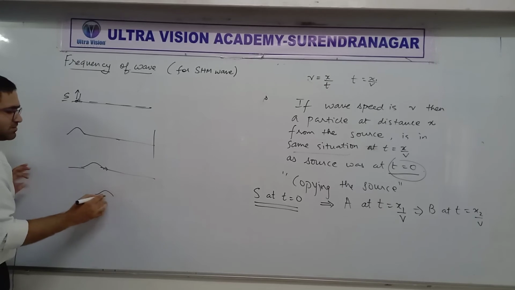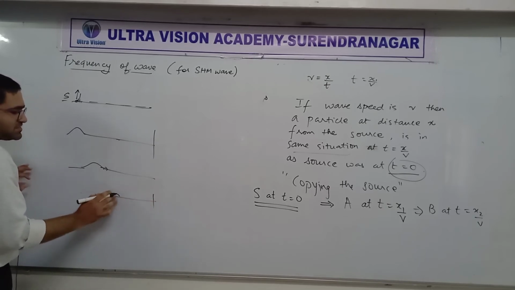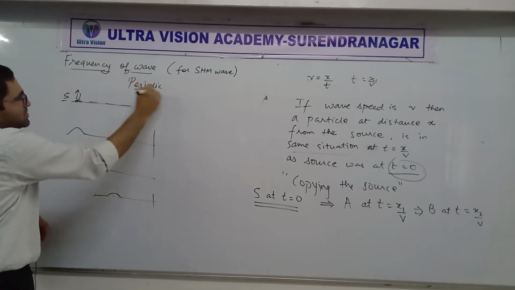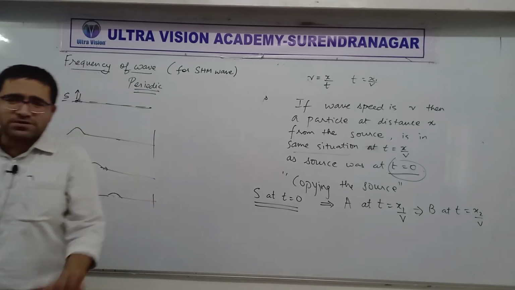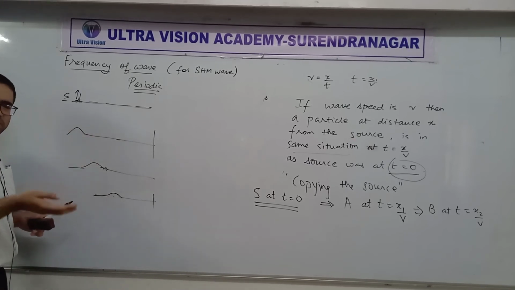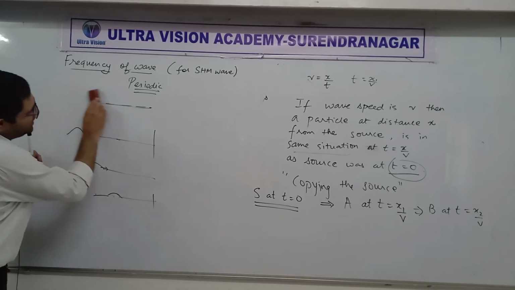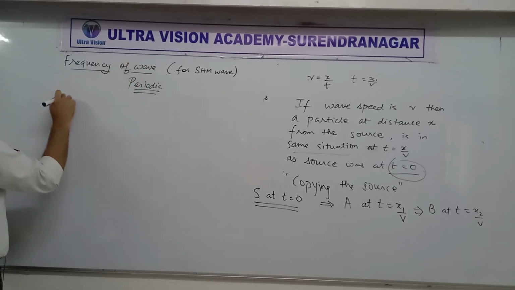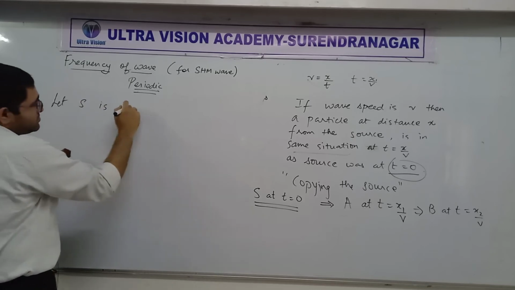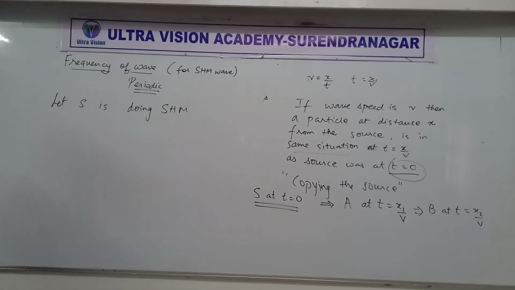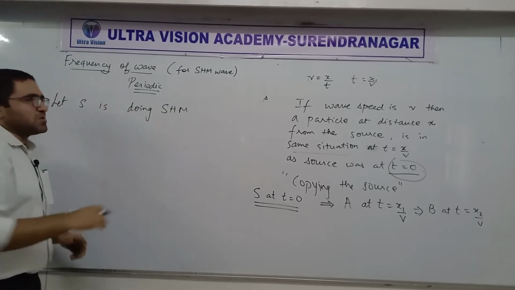Do you realize what I am saying? Yes or no? Because frequency is only there for what? For periodic motion. Do you remember that only periodic motion can have frequency? Correct or not? Okay. So instead of just considering a single wave pulse where the particle goes up and down, we will now start talking about wave train. So let's say that the source is doing simple harmonic motion.